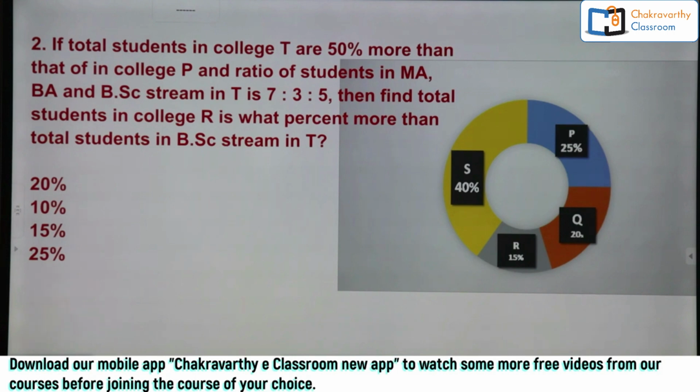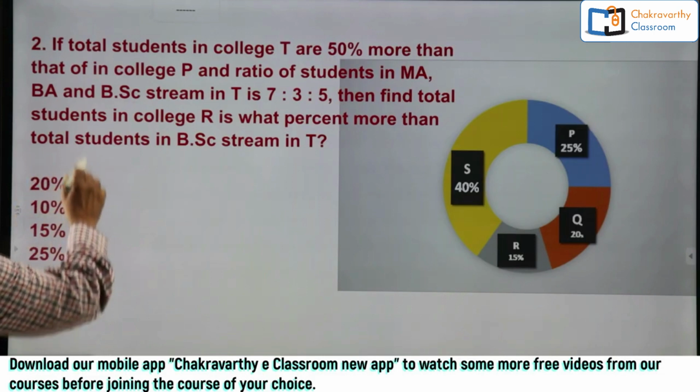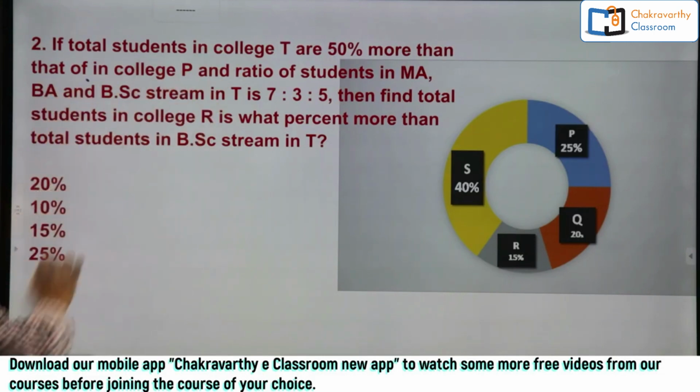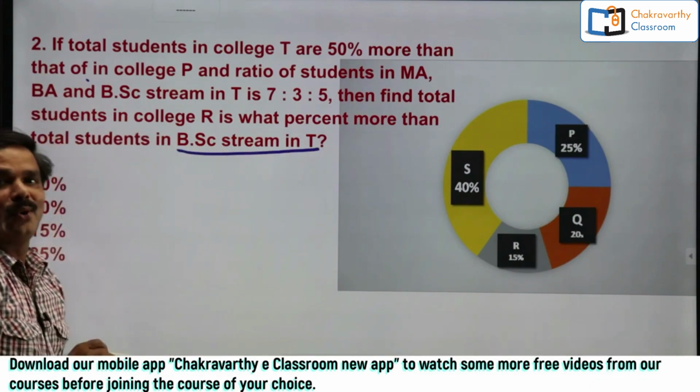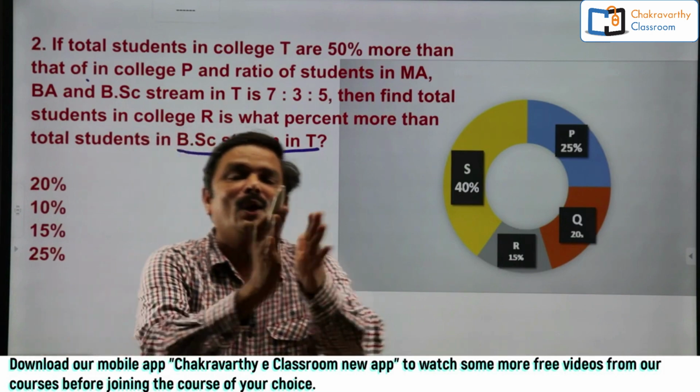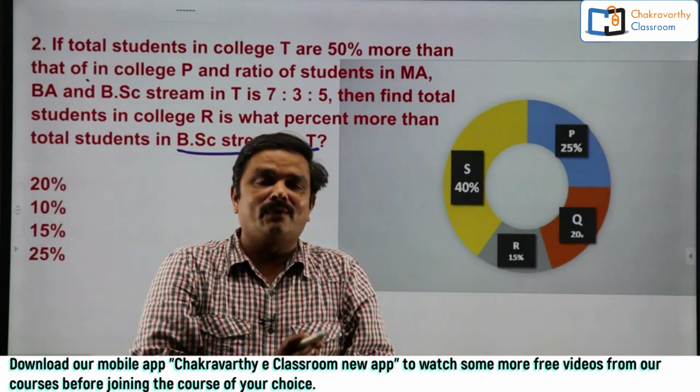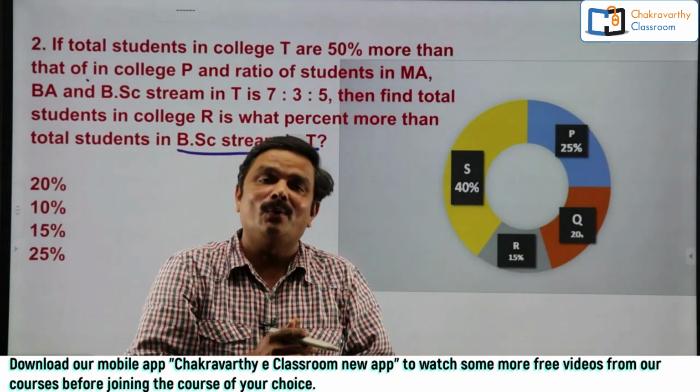If total students in college T are 50% more than that of students in college P, and the ratio of students in MA, BA and BSc stream in T is 7:3:5. Then find the total students in college R is what percent more than total students in BSc stream in college T. Okay, the question seems to be lengthy, but if you understand the question very simply you can do.